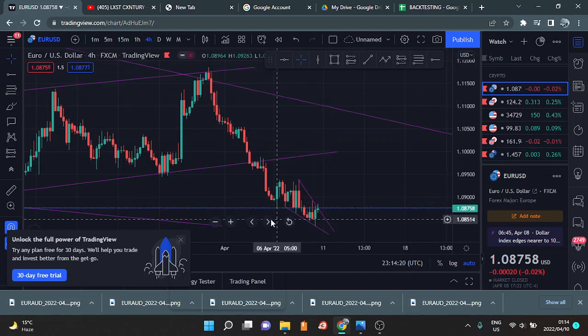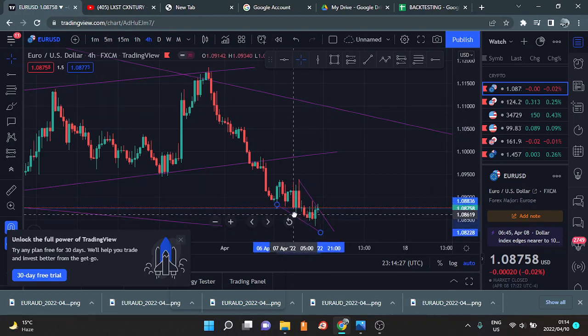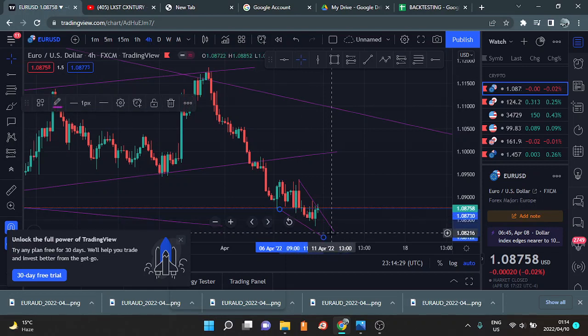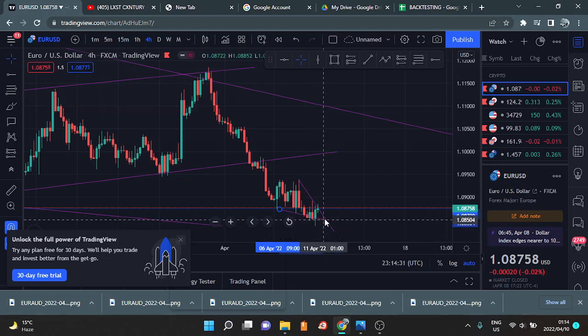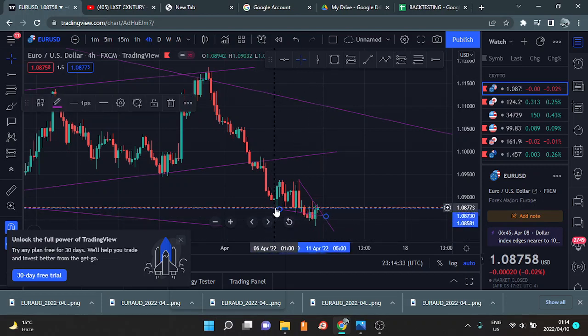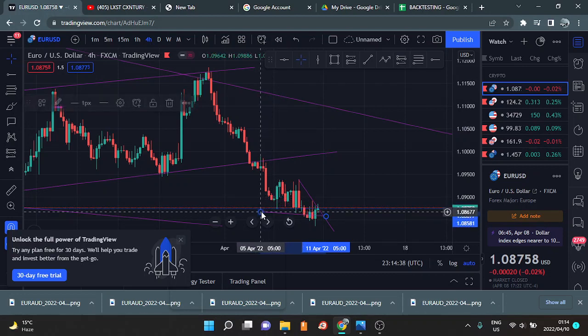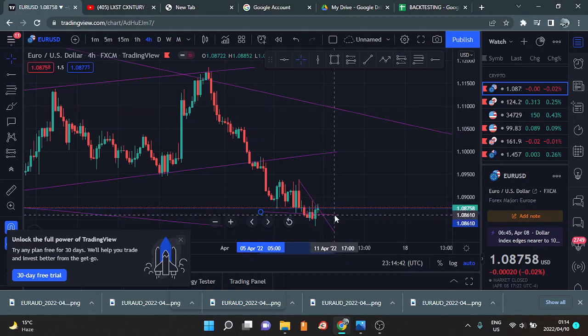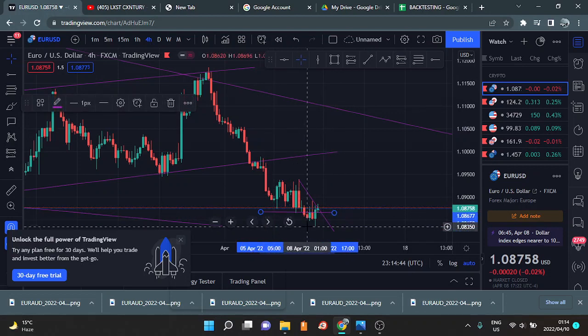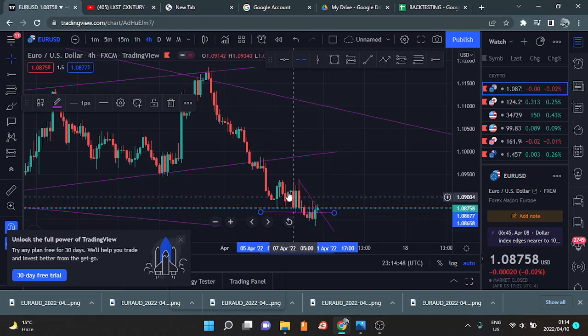As you can see, the market was consolidating around this area here, then the market started to break the structure here and close below it, which indicates that the market can still push to the downside. As you can see, still consolidating here.